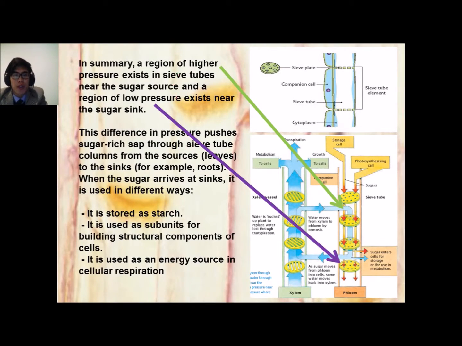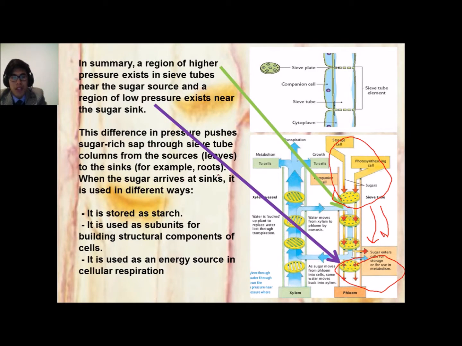In summary, a region of higher pressure exists in sieve tubes near the source of the sugar. So this is near the source of the sugar, higher up. And a region of low pressure exists near the sugar sink. So all the leaves up here have high pressure, and over here where the roots are, low pressure. The difference in pressure pushes the sugar-rich sap through the sieve tubes. So it pushes it right down. High pressure and low pressure push all the sugars down to where it's needed.